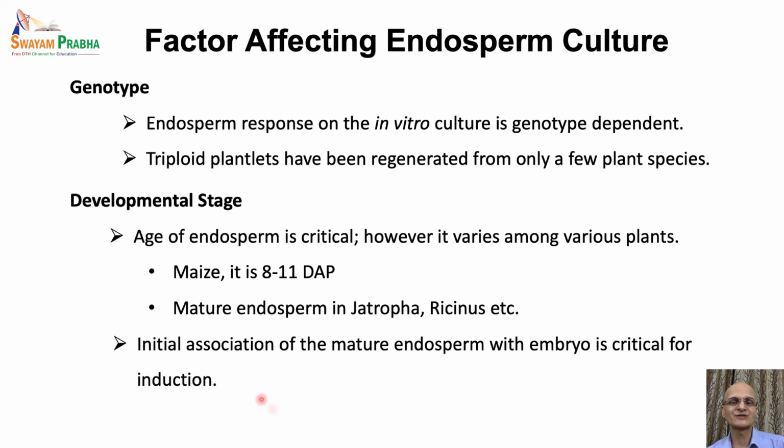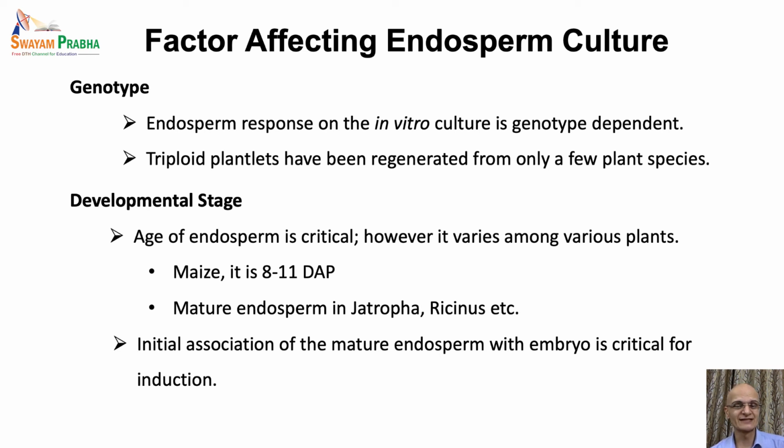Further, the initial association of the germinating embryo with the endosperm is critical for inducing cell division in the endosperm. Usually, mature endosperms do not proliferate to form callus if the embryo is removed before initiating the callus. However, once cell division starts in the endosperm on the artificial media, the embryo can be removed and it does not affect the further development of the endosperm culture.